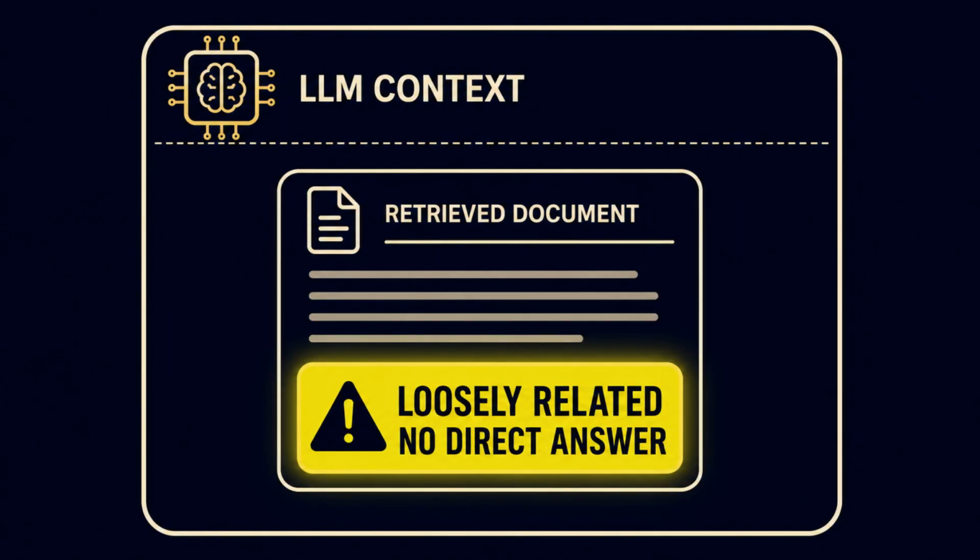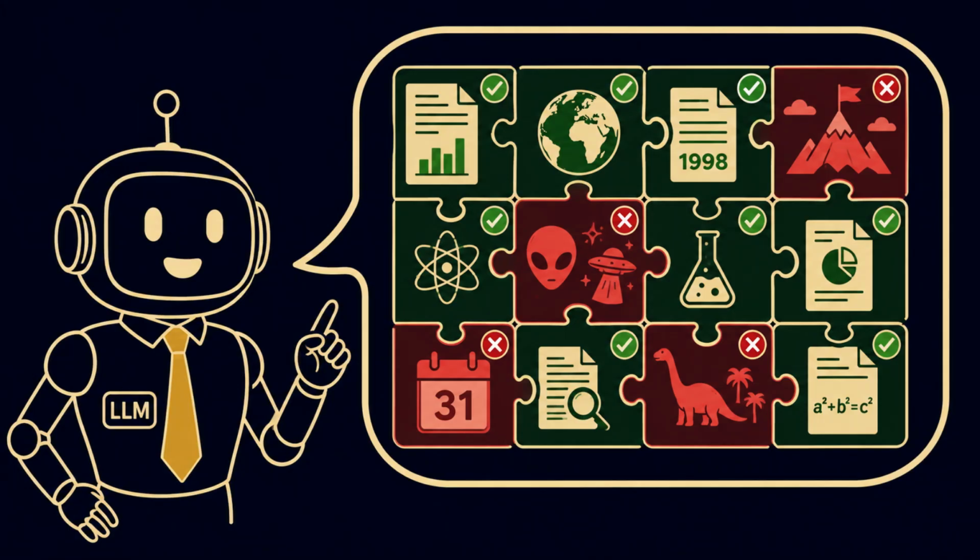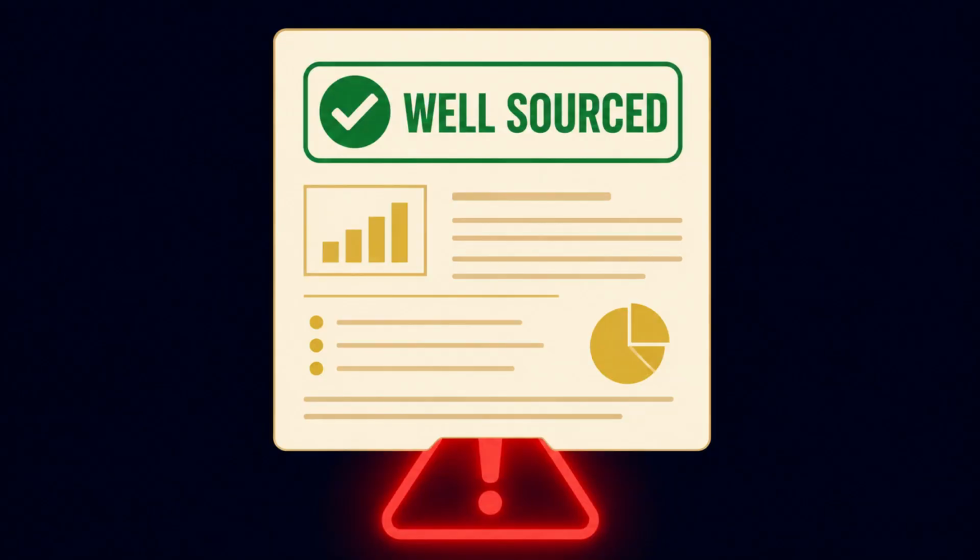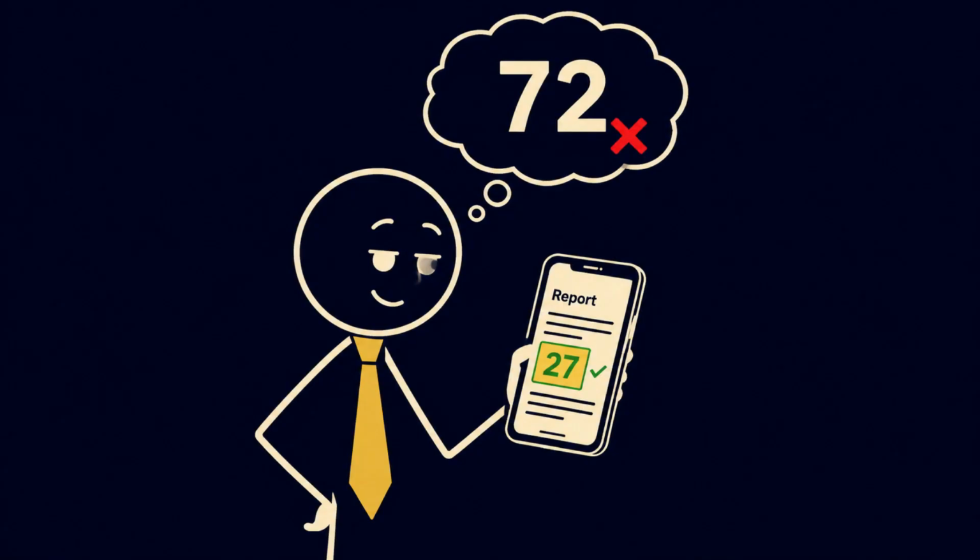Other times, the retrieved chunk is only loosely related, past the retrieval stage, but does not actually contain the specific answer. And instead of saying, I don't know, the model fills the gap with a confident sounding guess mixed with real facts, which is honestly more dangerous because it looks well sourced. And sometimes it just misreads the document, like skimming an email and misremembering a number 5 minutes later.